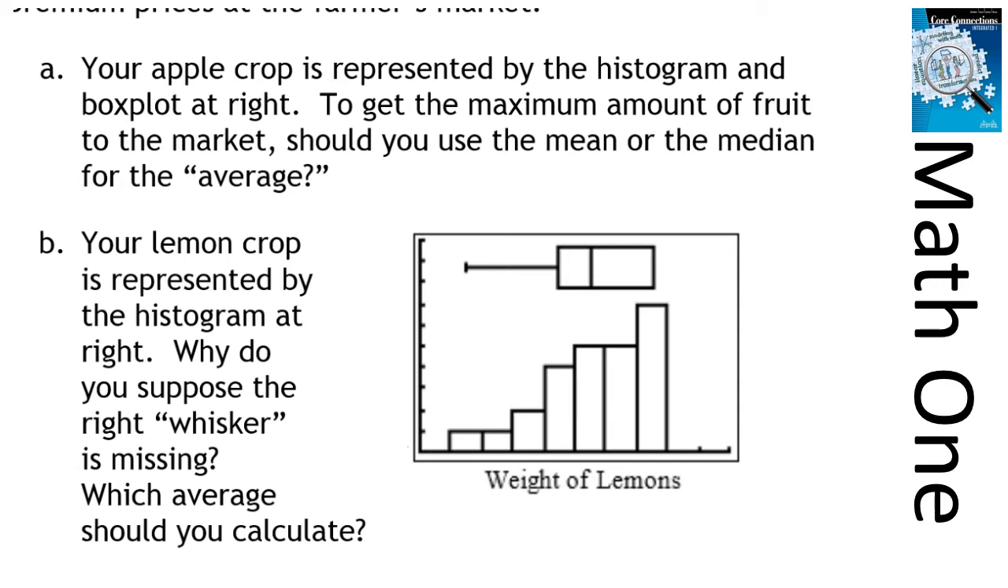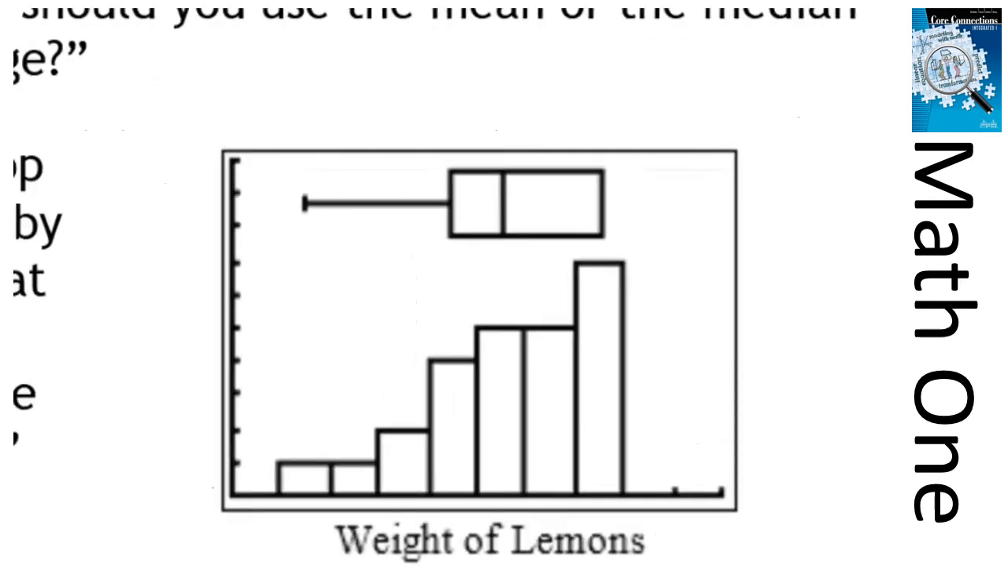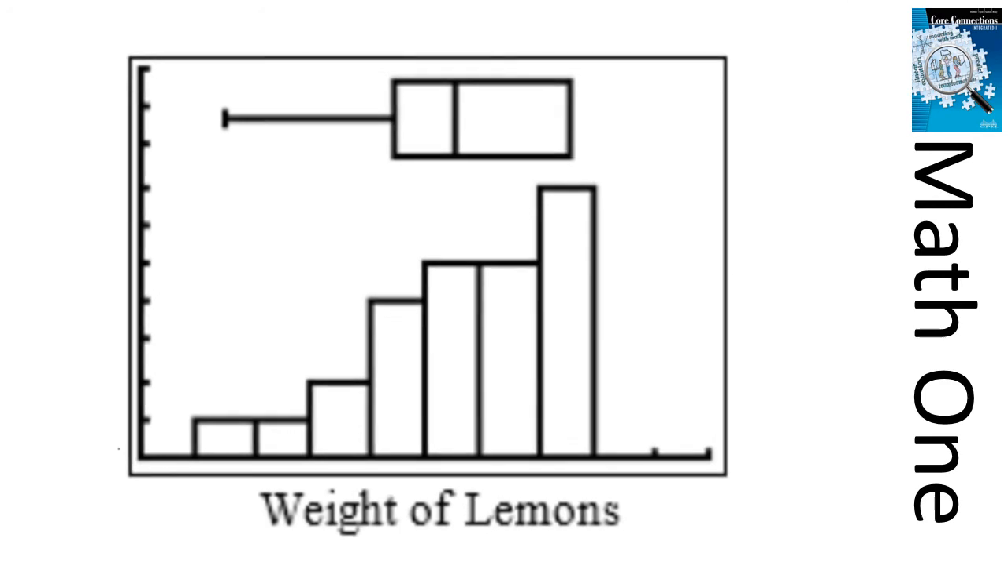Your lemon crop is represented by the histogram at right. Why do you suppose the right whisker is missing? Which average should you calculate? So let's look at this one. I'm guessing the reason why that right whisker is missing is because Q3 and the maximum are probably the same number. So this data set is definitely, and you can see it in the shape, right? This data set, I think we would call skewed.